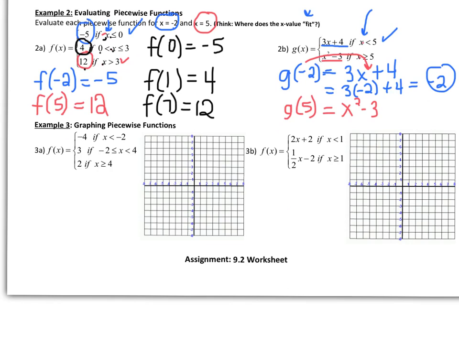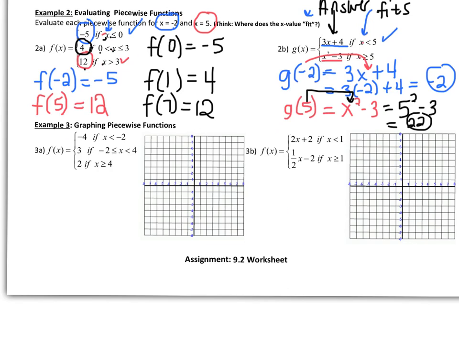So now what do we do? We take that 5, plug it in there for the x. So it's 5 squared minus 3. 25 minus 3 is 22. So if it helps you, that first column is your answer, and then the second column is where it fits. That might help you.